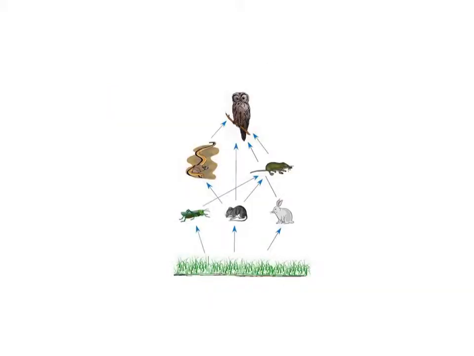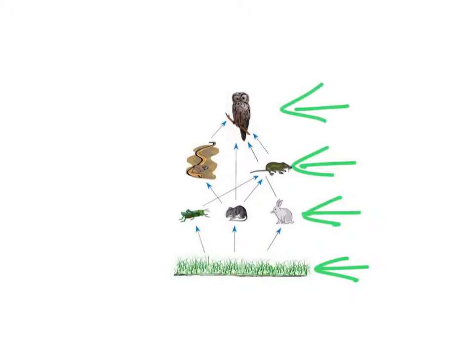It's a basic food web. You got your producers on the bottom, you got your primary consumers, your secondary consumers, and your tertiary consumers, also known as apex species. Those are kind of the top dogs in every ecosystem.